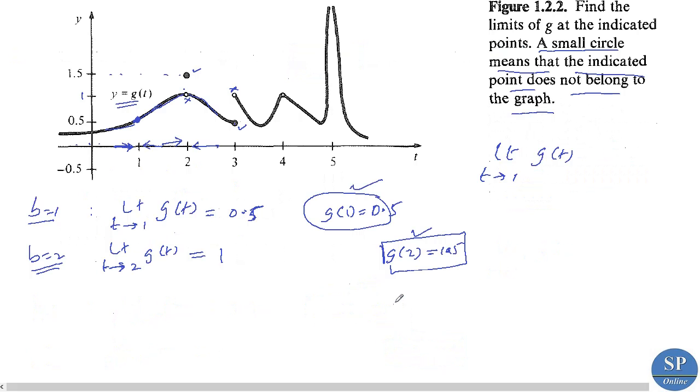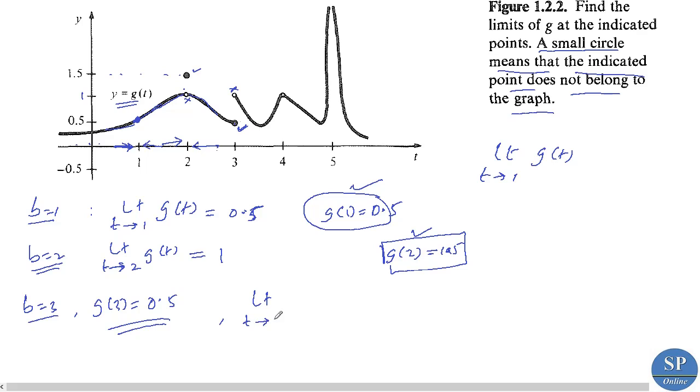Third case is t equal to 3. When t equal to 3, that is b equal to 3, is g of 3 defined or not? G of 3 is defined and the value is this, that is 0.5. Okay, this is the point, that is 0.5 is the g of 3. Now what about the limit?